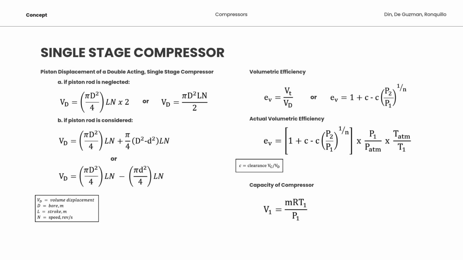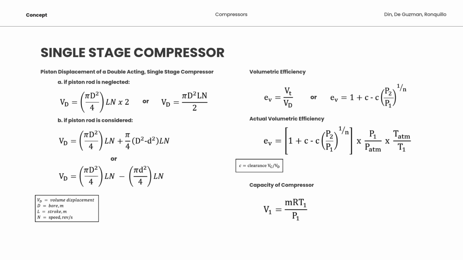The actual volumetric efficiency is usually less than the clearance volumetric efficiency because of a number of factors, such as pressure drop at the valves, heat transfer between surrounding and device, and the presence of residual gas in the cylinder at the end of the delivery stroke. For its formula, it is the clearance volumetric efficiency multiplied by P1 over the atmospheric pressure times the atmospheric temperature over T1.